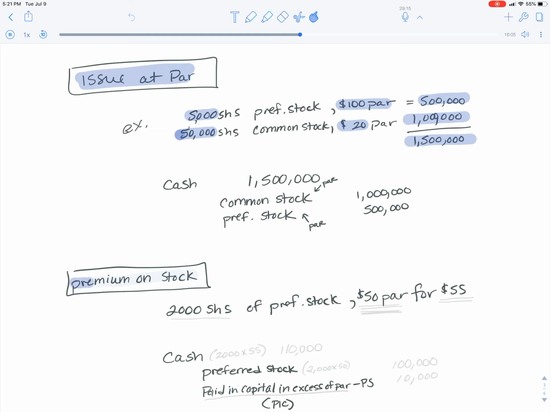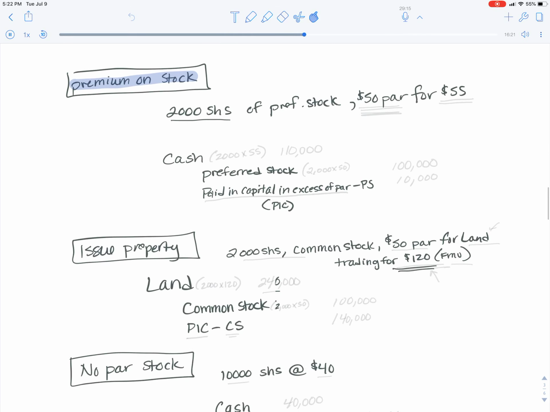If we issue for a premium on stock, that means that the market value, the cash we're going to get per share, is more than the amount printed on the stock certificate. So here in this example, we issued 2,000 shares, and there's $50 par printed on the stock certificate. But because of the demand for this company, we are able to sell it for $55 per share. So $5 more per share than is par printed on the certificate.